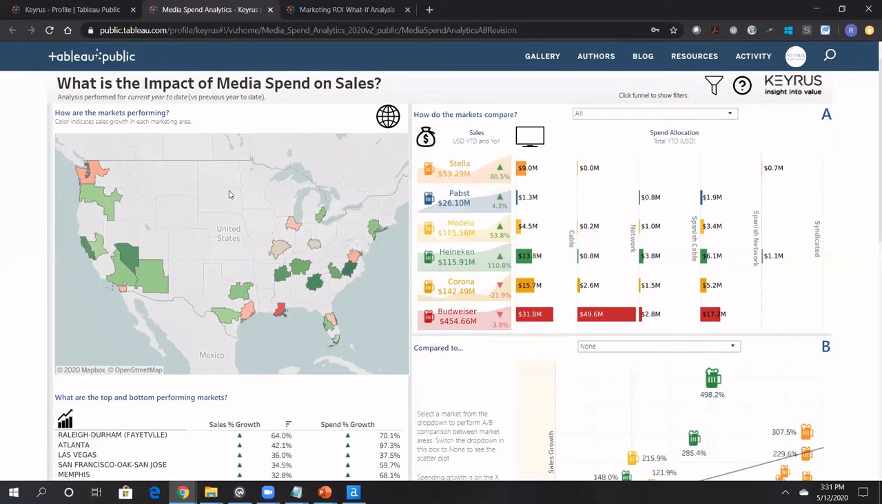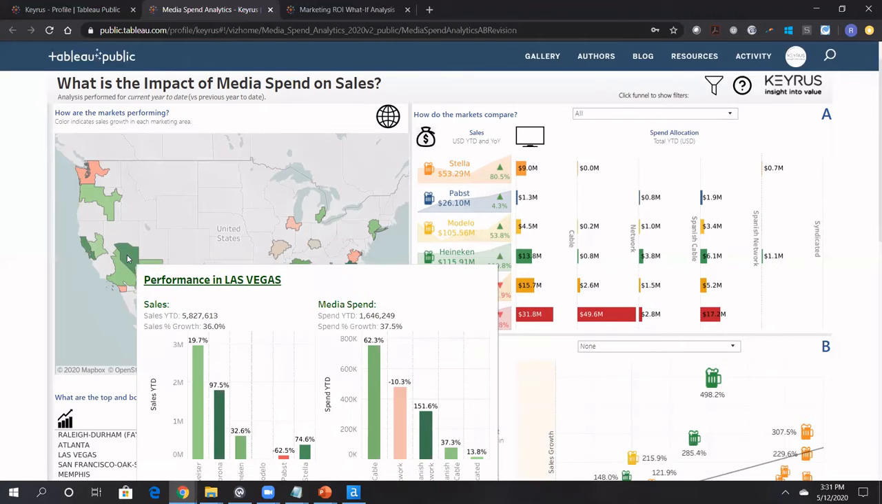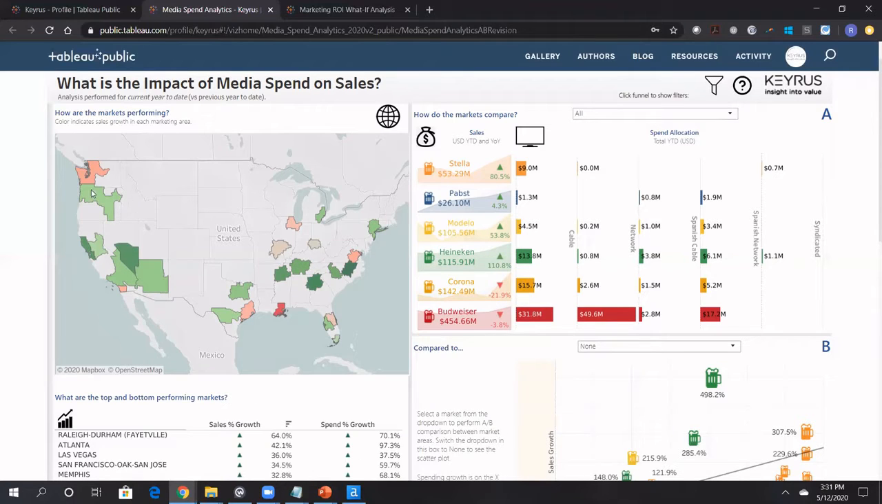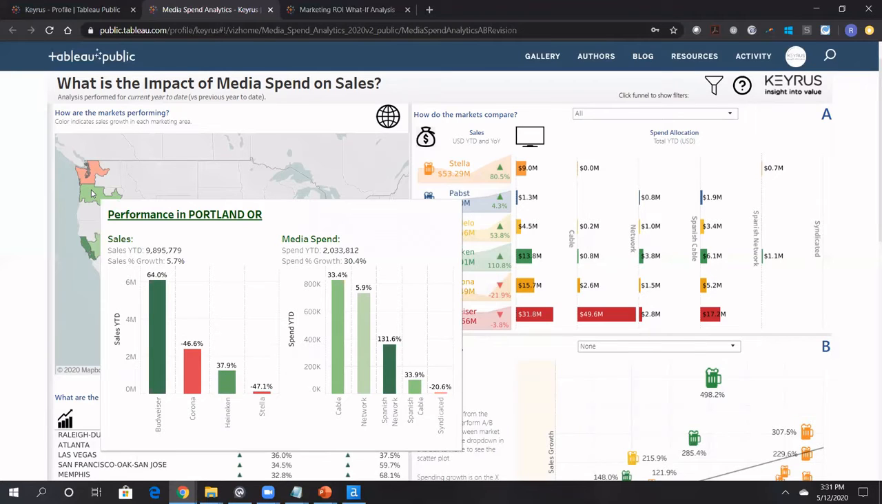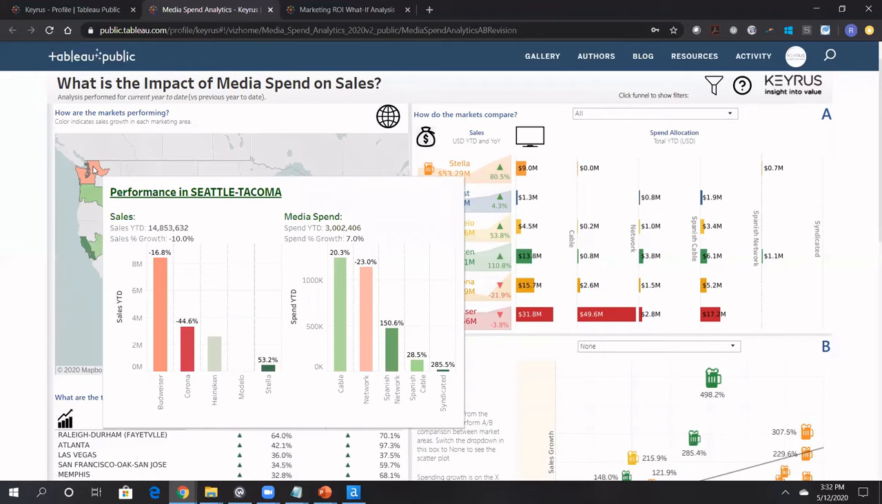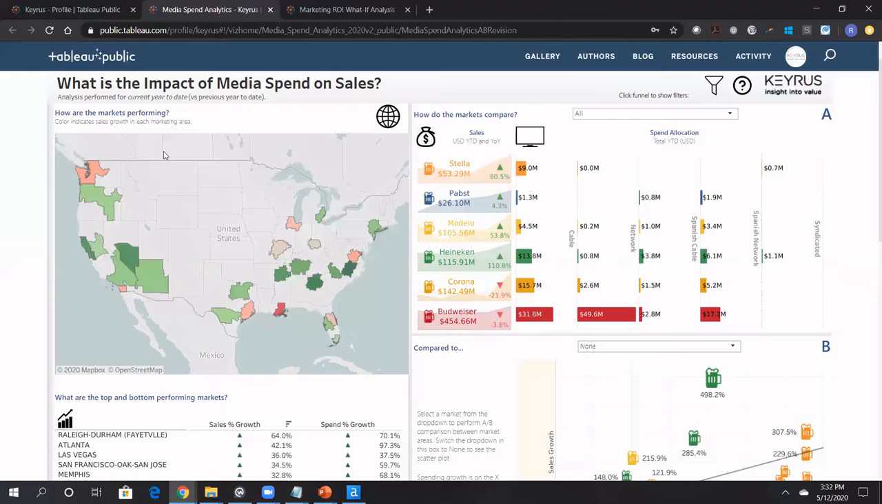And what's interesting is that some DMAs may be doing well in sales. Some are colored green, like Las Vegas, for example, Portland, and some are not doing so well, so sales is not a positive growth. Here in Portland, it's plus 5.7%, and here in its neighboring region of Seattle, it's actually down 10%. Kind of similar regions. So why would sales be doing well in one area and not so well in a neighboring area? Well, a lot has to do with the way we go to market in these various locations.